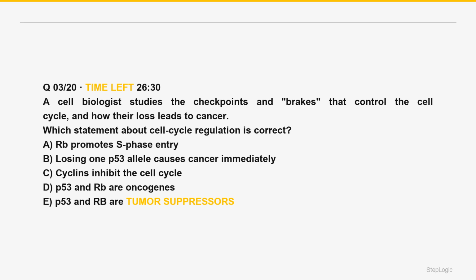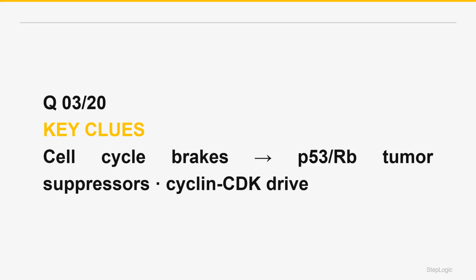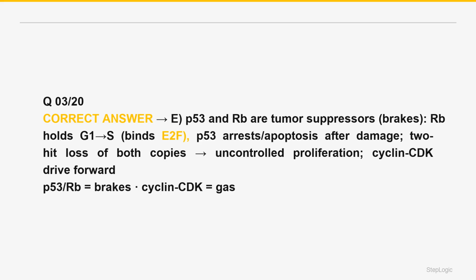Cyclin-CDK drive forward. The cell cycle is driven forward by cyclin-CDK complexes, cyclin-dependent kinases, and restrained by tumor suppressors at checkpoints. RB, the retinoblastoma protein, guards the critical G1 to S checkpoint in its active hypophosphorylated state. RB binds the transcription factor E2F, holding the cell in G1 and preventing S phase entry. p53 is the guardian of the genome. After DNA damage, it arrests the cycle, inducing p21 to allow repair, and if damage is irreparable, it triggers apoptosis. The correct answer is E.